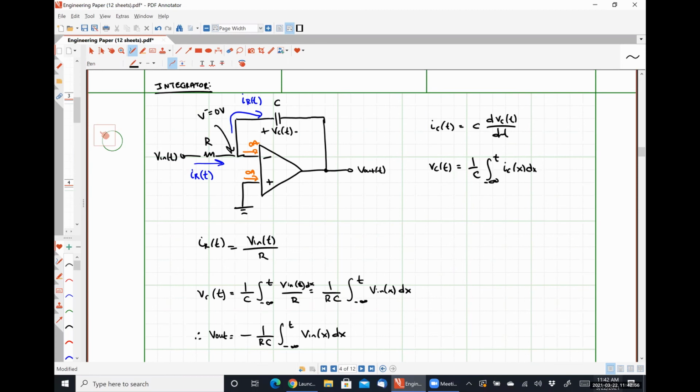The integrator right here is a fundamental building block of control systems, analog control systems more specifically. You will get beat to death by this circuit over and over again, and its variations, if you choose to take control theory when you're a senior. It's very paramount to how most modern control systems work.